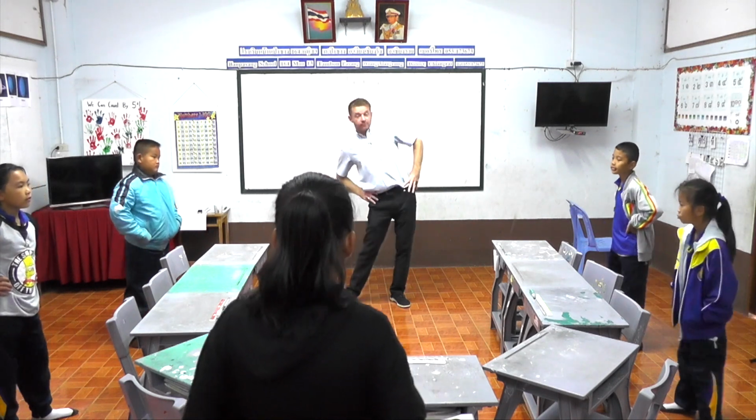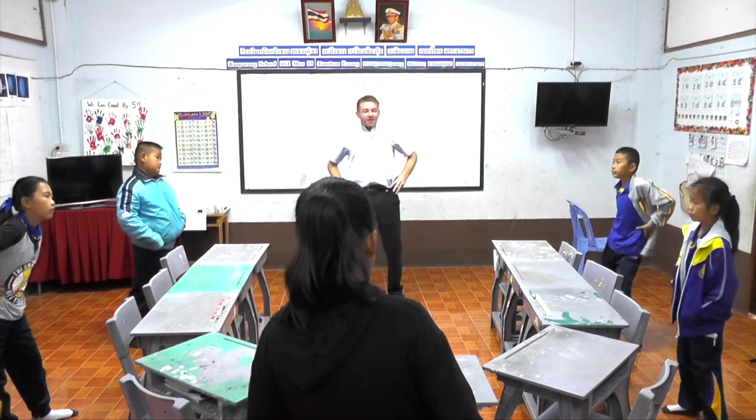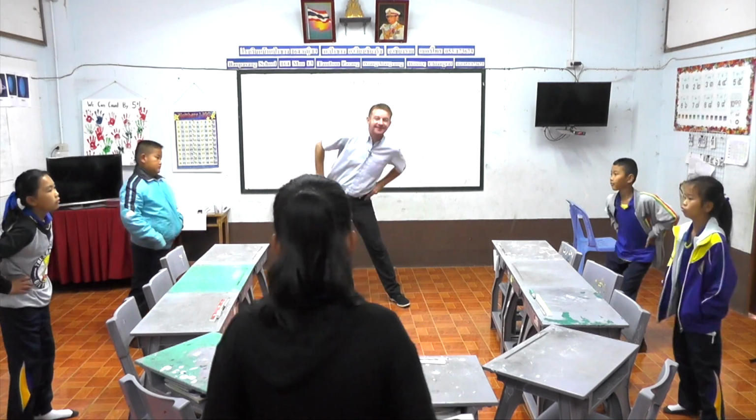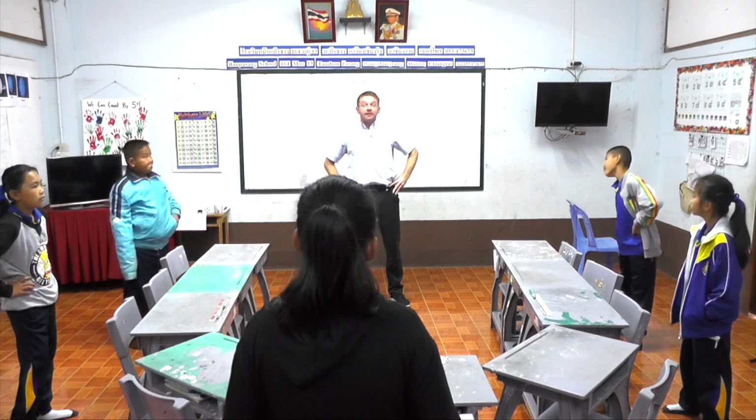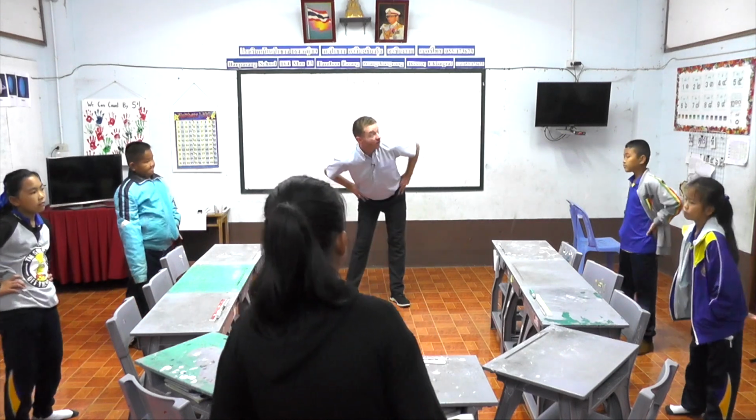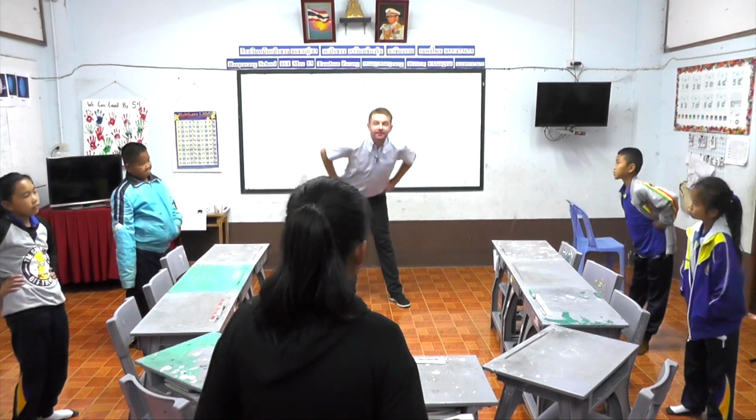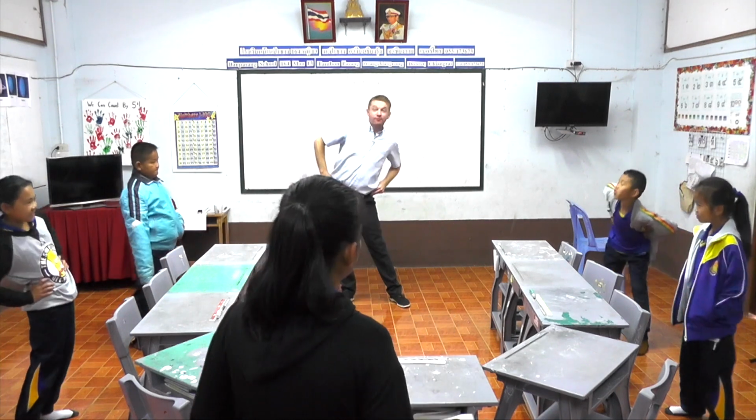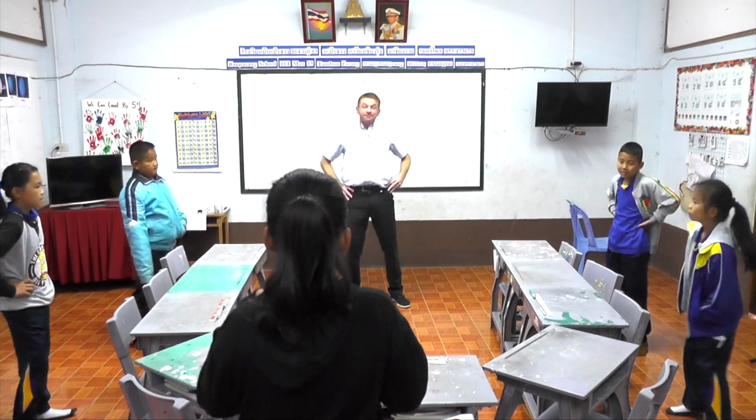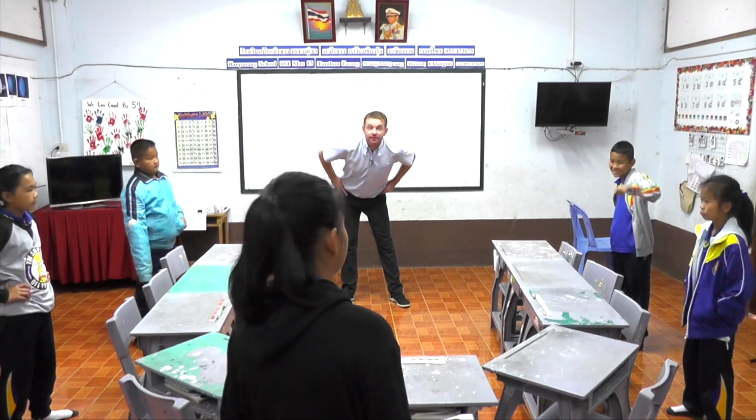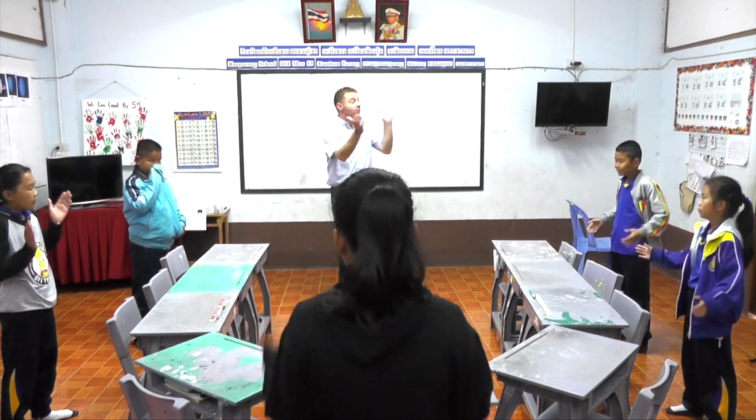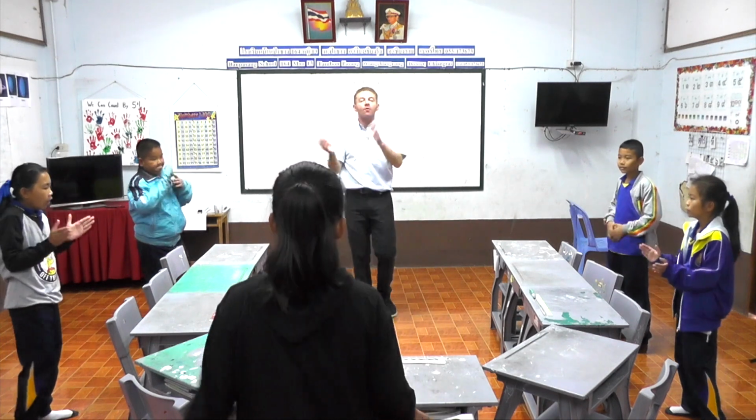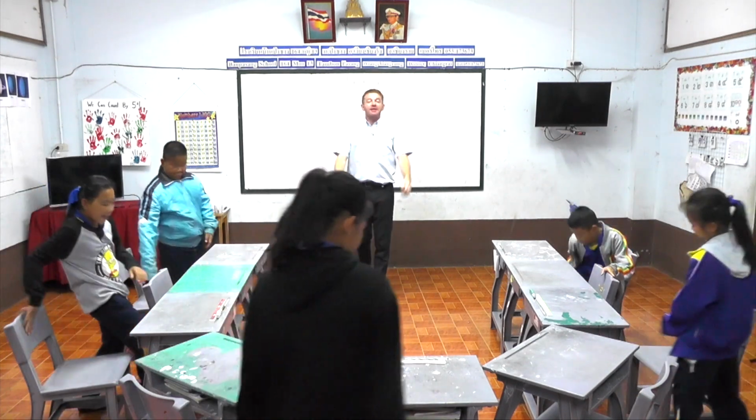And now we'll go round and round, round and round. And then stop. Now we'll go back the other way. Round and round the other way. Round and round. And stop. And to finish, guys, we will do 5 claps. 1, 2, 3, 4, 5. Excellent, guys. Have a seat.